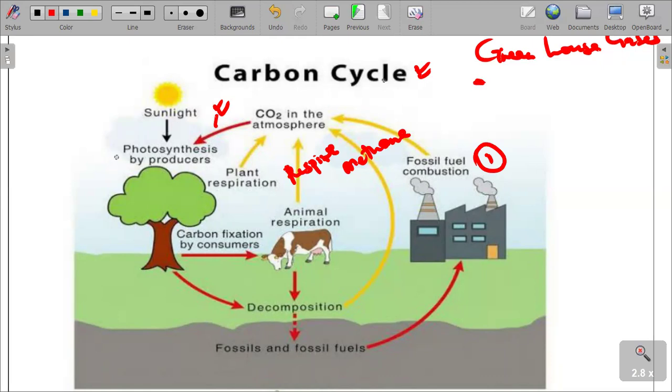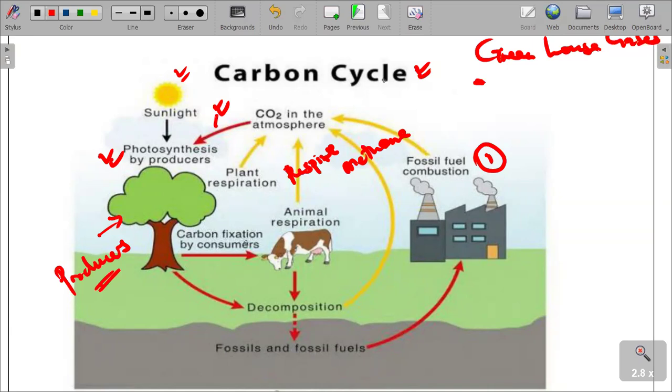Sunlight is necessary for photosynthesis. Photosynthesis is important for the production or growth of plants, which we defined last time in the food chain or in the ecosystem, talking about vegetation as producers, because they have got sunlight and carbon dioxide, which they are using to make food. And then, obviously, the food carbon fixation by consumers.